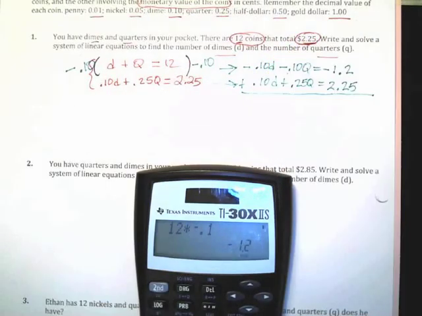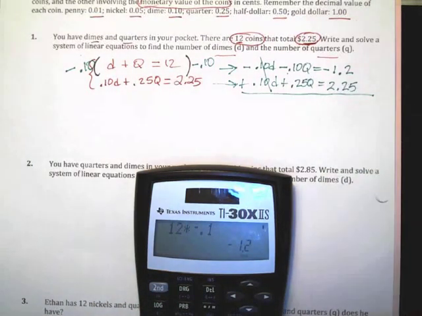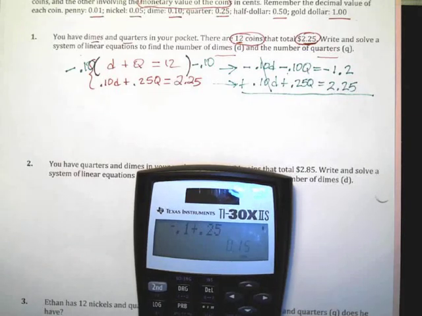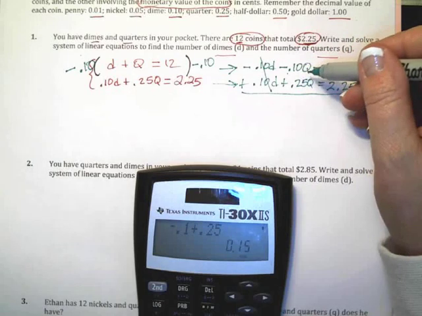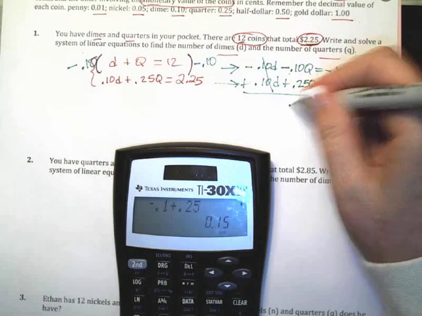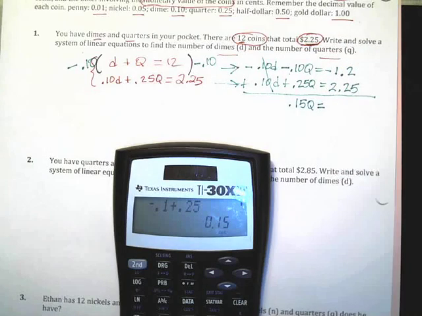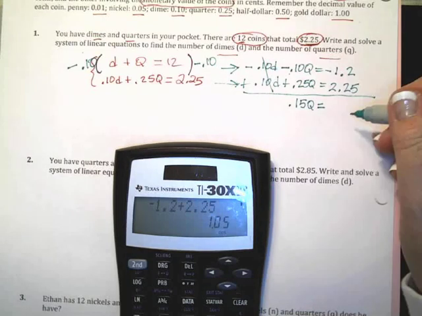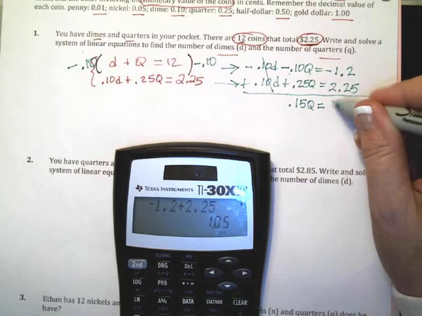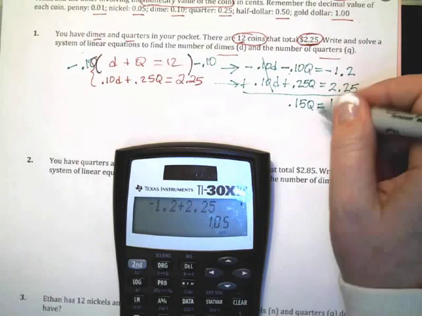Now we can go ahead and add the two equations together, because when we add these two equations, the D's drop out. Negative 0.10 plus 0.25Q results in 0.15Q, and then on the right hand side, negative 1.2 plus 2.25 results in 1.05. So you can see a lot of places where it's really easy to make a simple error.